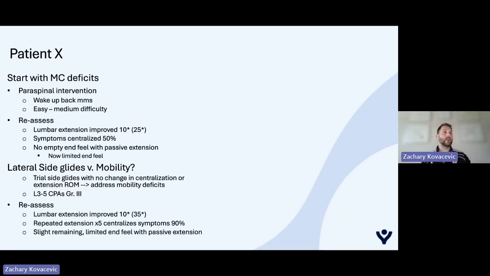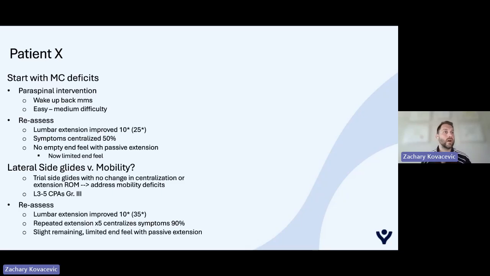Now I have to treat the other thing, right? I make a decision because they were tied for second place. Do I treat lateral glides, some lateral side glides to address lateral shift, or do I treat the hypermobility of the lumbar spine? Let's say I flip a coin, right? I try to do some side glides, and I reassess for centralization and extension range of motion. Nothing happens. So now I'm going to shift gears to address mobility deficits.